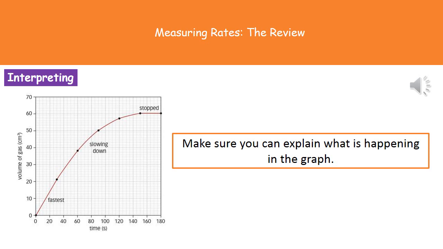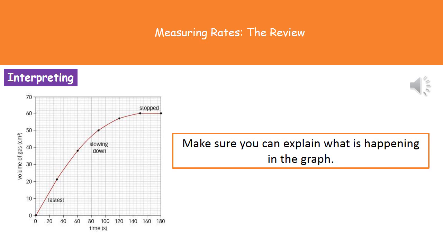Now what you need to make sure you can do is explain what's actually happening there. So at the beginning, between 0 and 60 seconds, we can see the reaction is happening at its fastest rate, okay? The steepest part of that line tells us that it's happening at the fastest rate because we're making more gas in a short space of time.